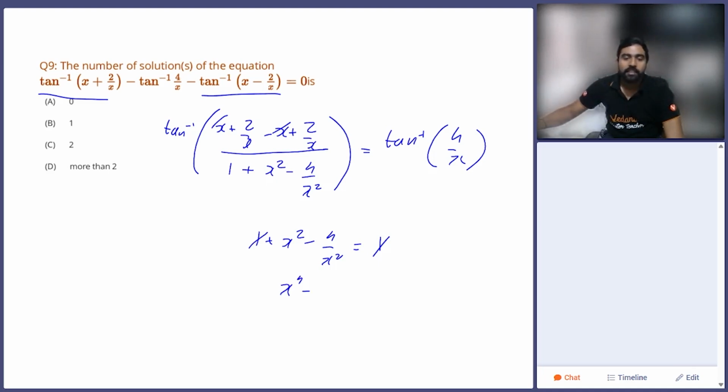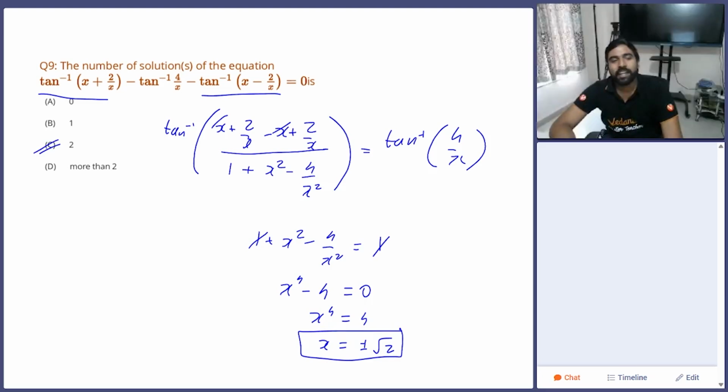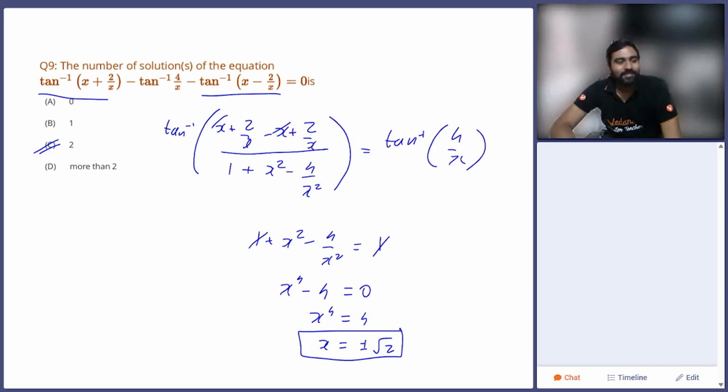So what do I have? I have x power 4 minus 4 upon x square equals 0. Basically x power 4 equals 4, which gives you x is equal to plus or minus root 2. So there are exactly two solutions to this equation, that x will be equal to plus minus root 2. Okay, everyone? Hope the idea is clear. Plain and simple basics of Funda.